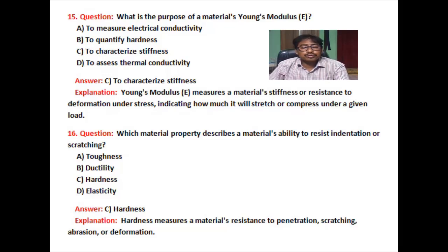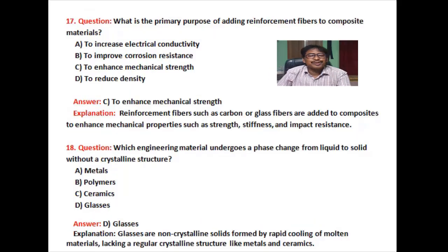Question 16: Which material property describes a material's ability to resist indentation or scratching? A. Toughness. B. Ductility. C. Hardness. D. Elasticity. Answer: C. Hardness. Explanation: Hardness measures a material's resistance to penetration, scratching, abrasion, or deformation.